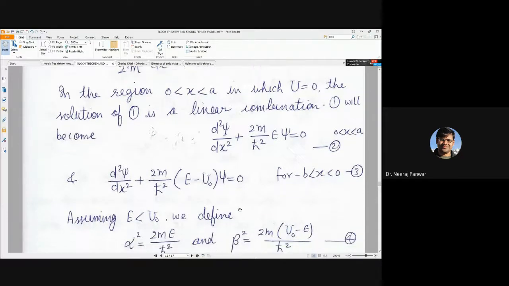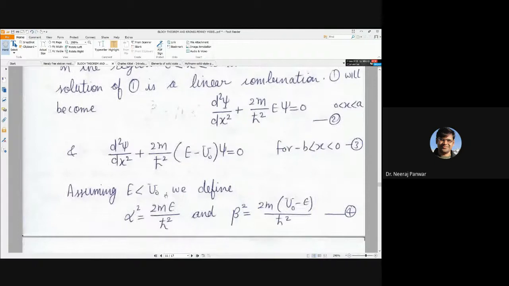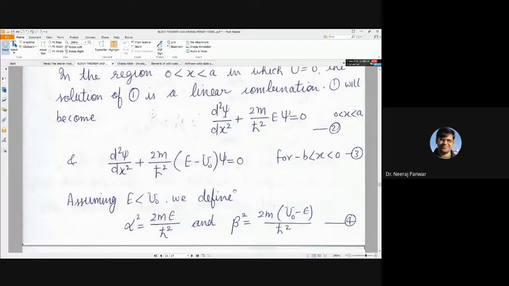Now what we are considering here is that the energy of the electron in the potential well is smaller than this U naught, smaller than this potential barrier height. So we consider E smaller than U naught, and we define certain things: alpha squared is equal to 2mE upon h cross squared, and beta squared is equal to 2m (U naught minus E) upon h cross squared.